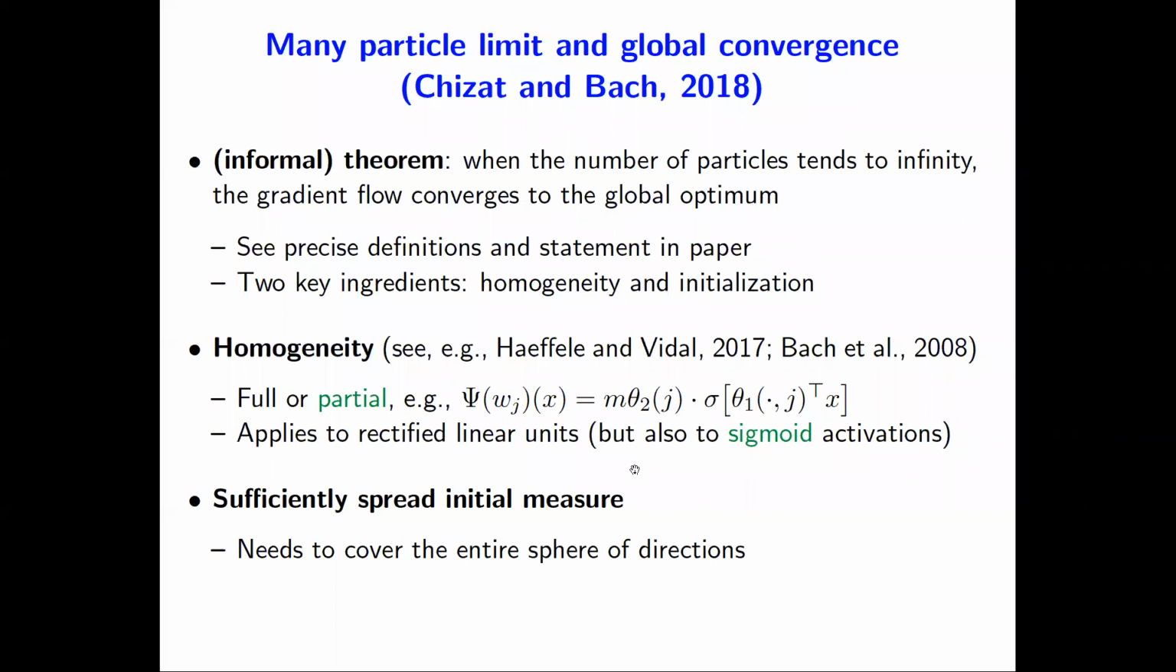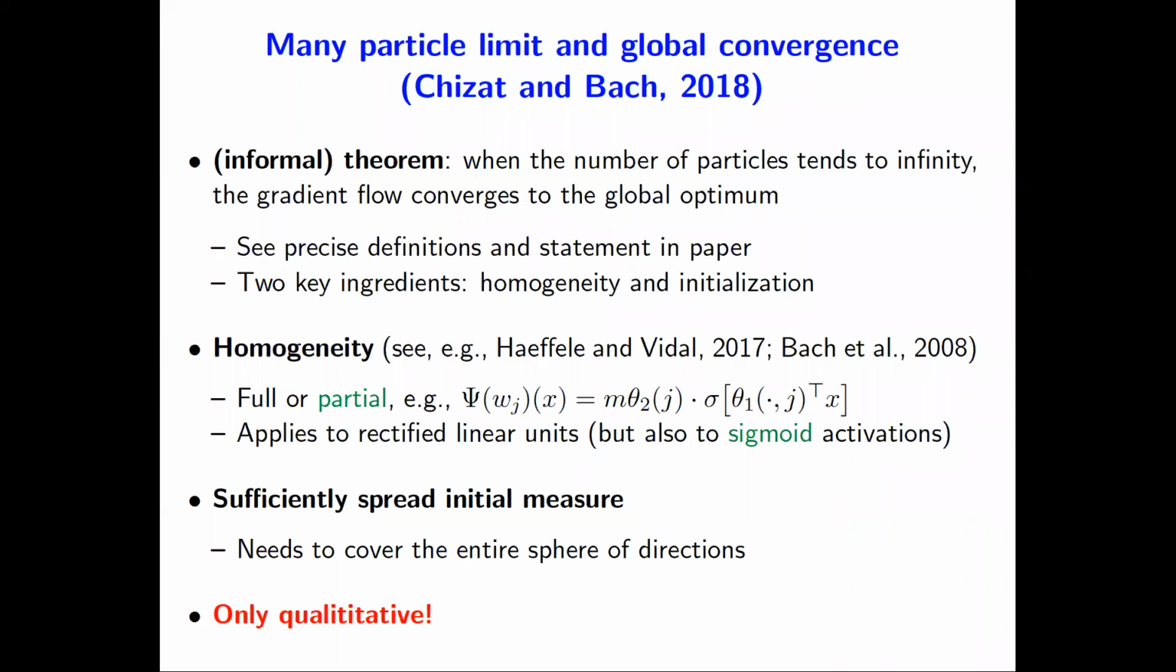So it's the first condition. The second condition is to have the initial neurons well spread over all directions. This is a common practice in neural network training. You take your neurons, you generate them with uniform Gaussians, which you renormalize in various ways. By the end, the directions of the neurons are all well spread. And this is what we need for our result to hold.